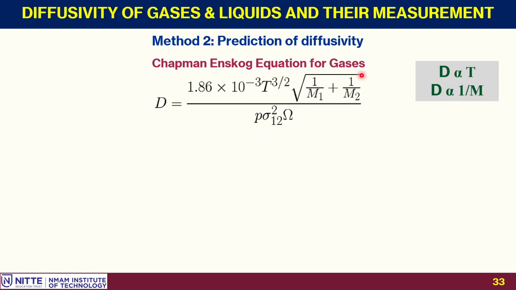The Chapman-Enskog equation will be used for gases. You can see that diffusivity is directly proportional to the temperature power 3 by 2, inversely proportional to the molecular weights of the two chemicals, and inversely proportional to the total pressure, and sigma and omega. They are constants of interatomic forces.